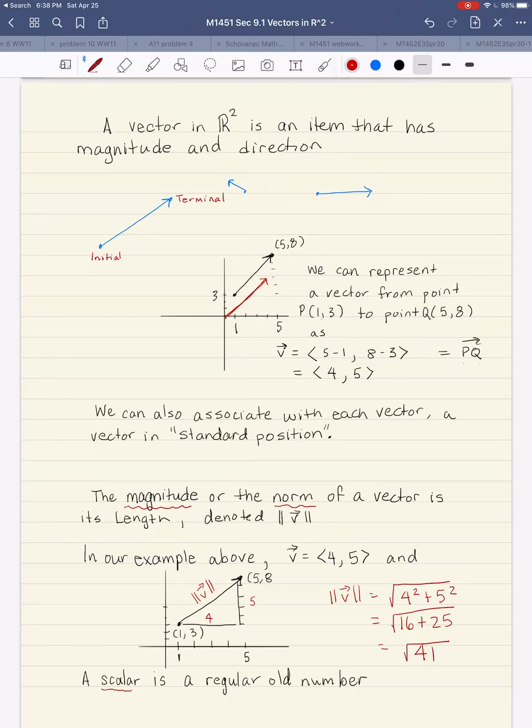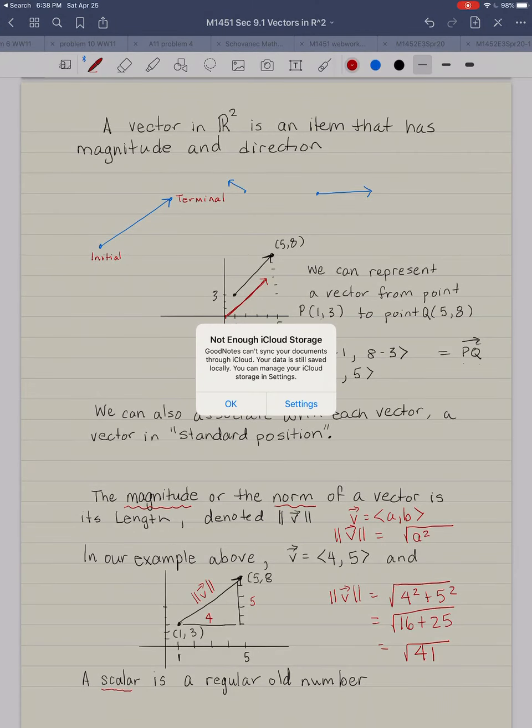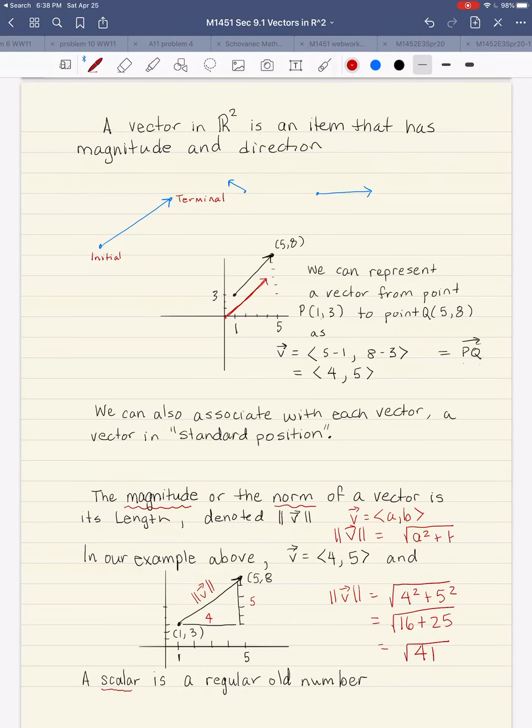So in general, if I write the vector V with components A, B, then its magnitude will be the square root of the components squared and added together. So again, that's just the Pythagorean theorem.